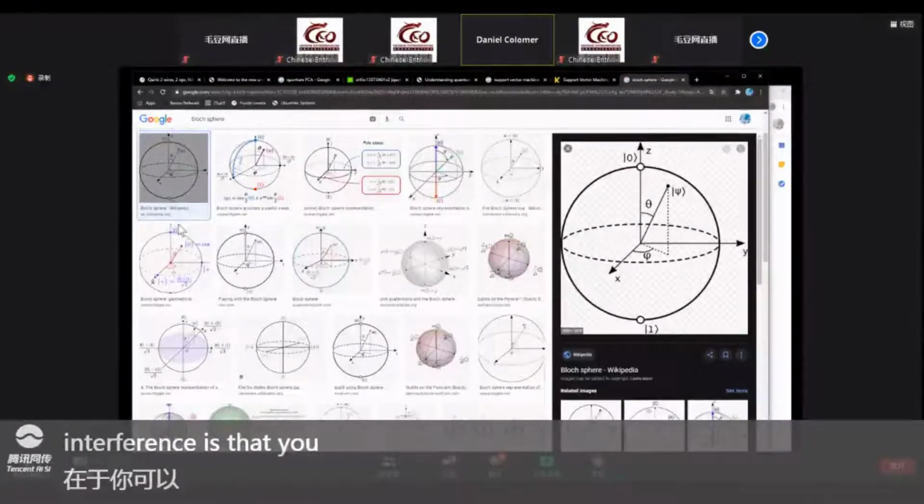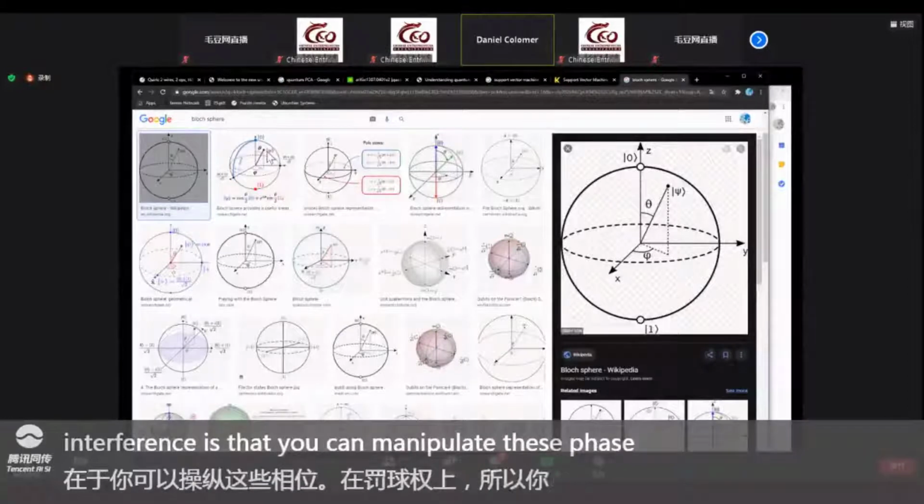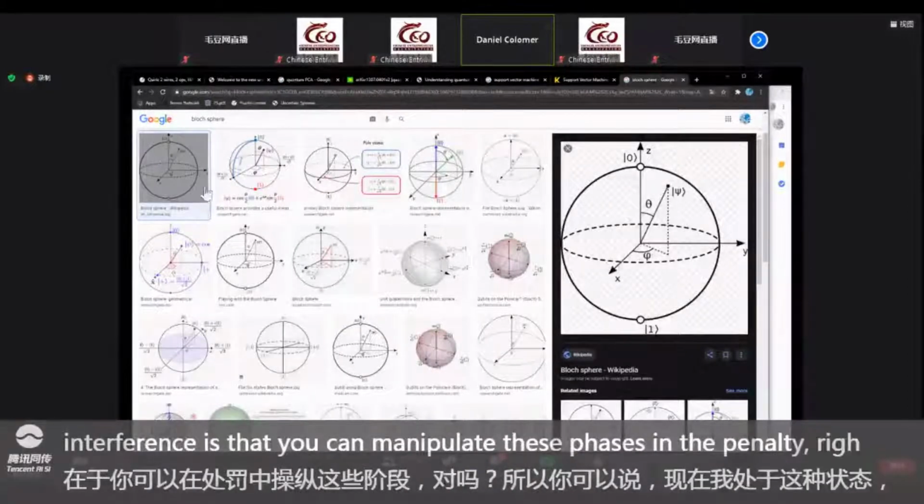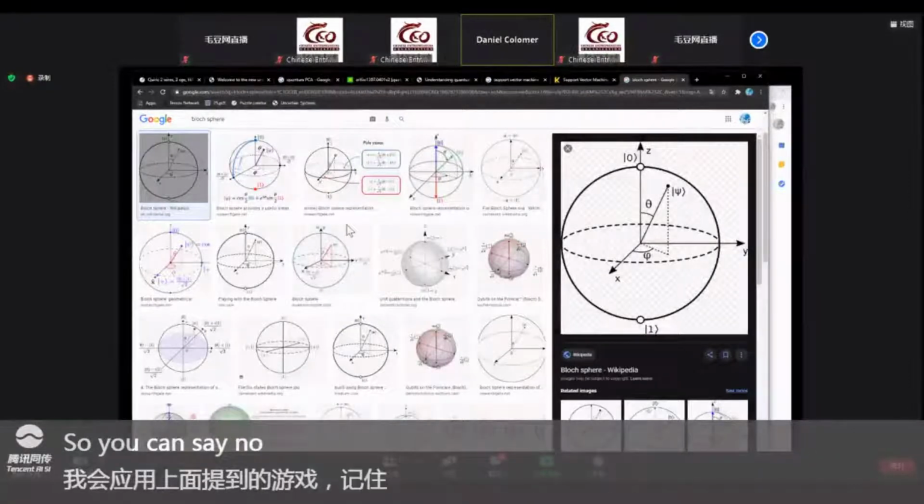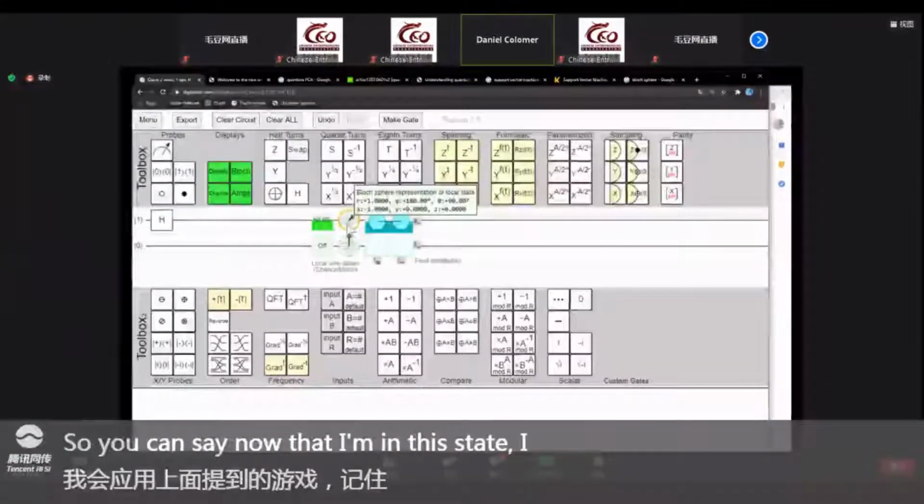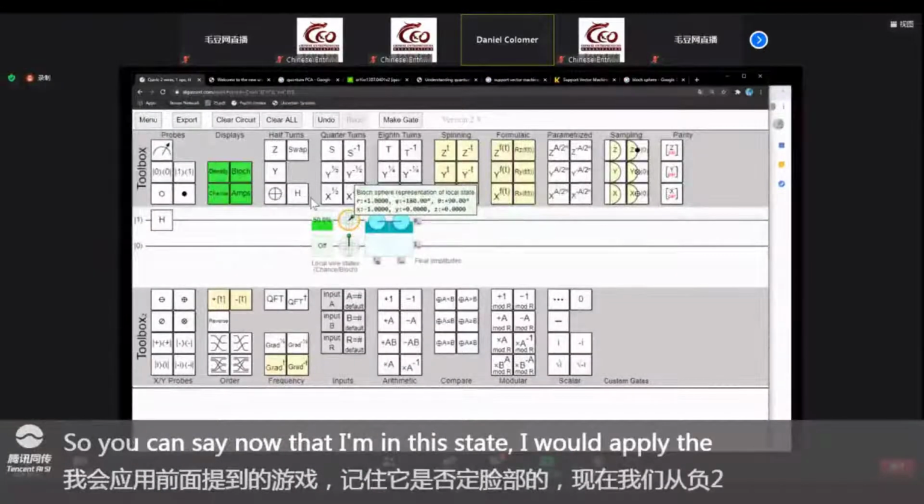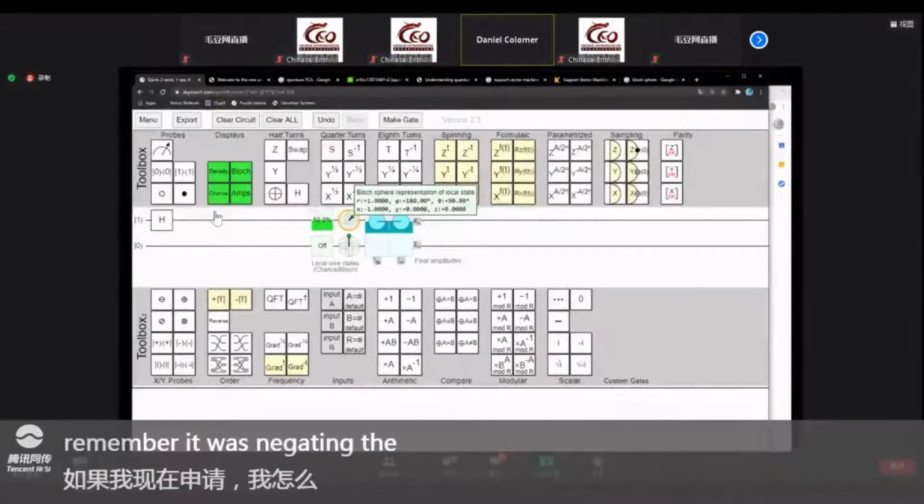So you can say, now that I'm in this state, I want to apply the Z gate, which, remember, was negating the phase. So now we are going from a minus to a plus, right? And if I now apply a Hadamard gate again, instead of coming back to 1, I come back to 0. And this is what's called interference.